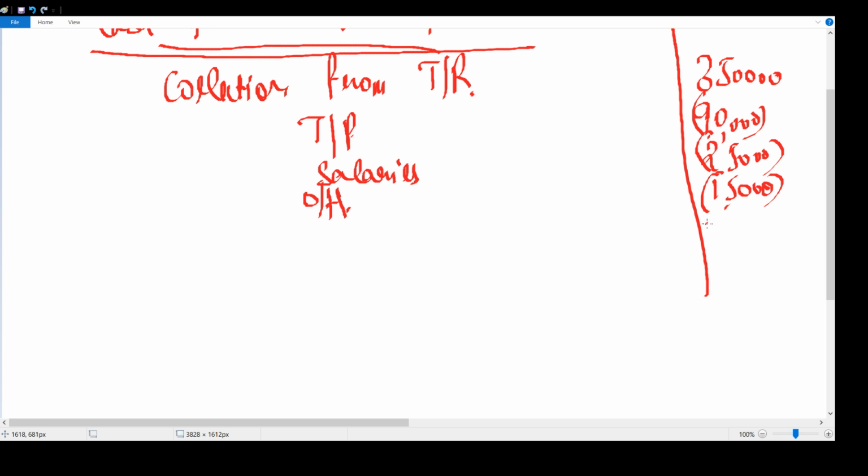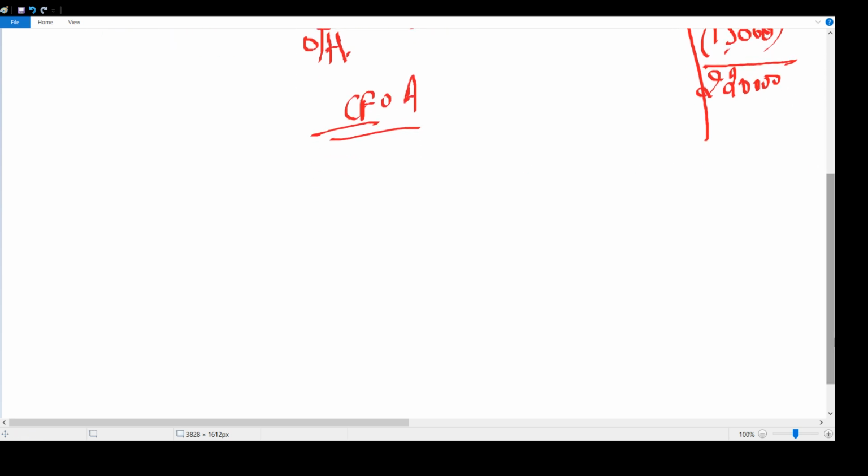Total comes to be 90,000 plus 40,000 or 30,000. I think nearly 2,20,000 is cash from operating activities.